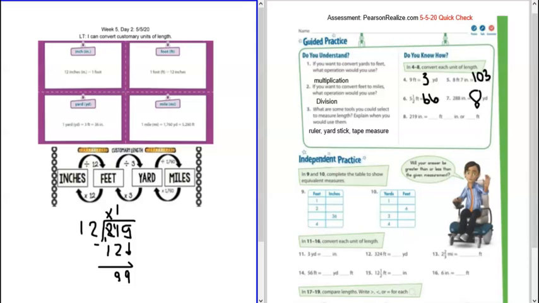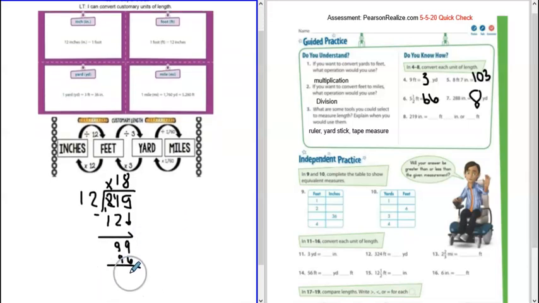So now we want to see how many times 12 can go into 99. And we know that 12 times 8 is 96. So this is going to be an 8. And then we'll put 96 here. And when we subtract, we get a remainder of 3.